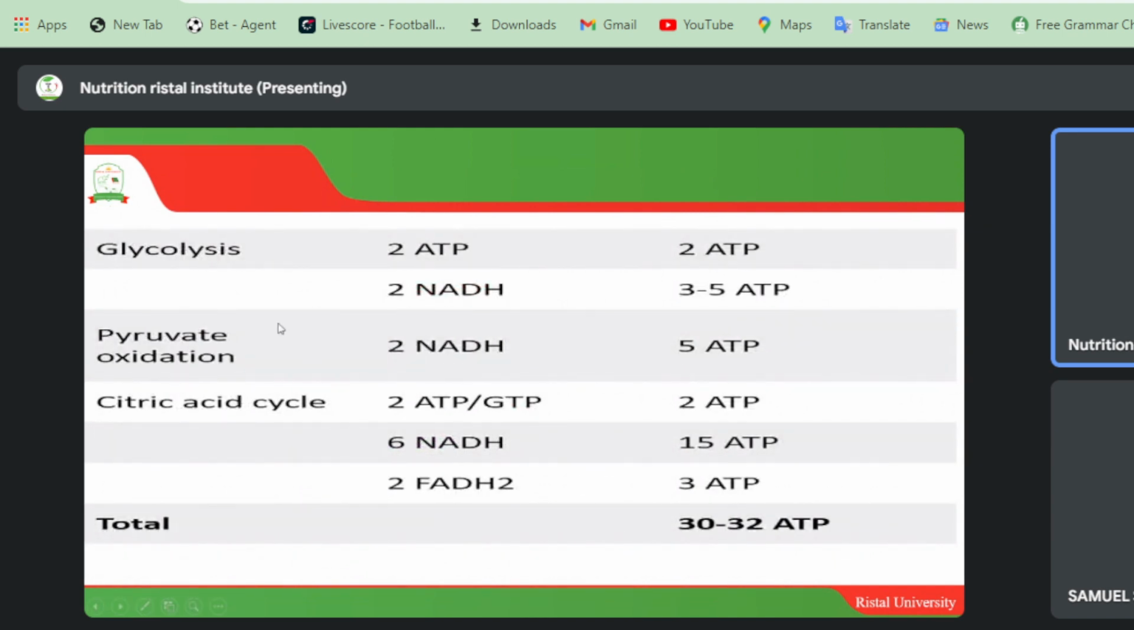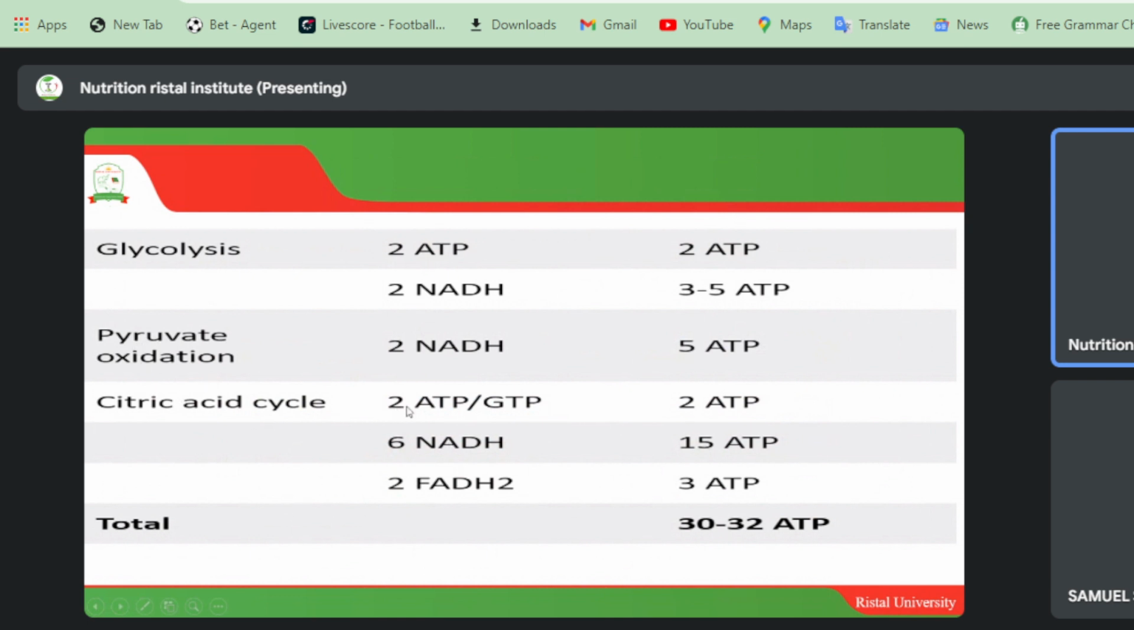In glycolysis we have 2 ATP molecules and 2 NADH molecules, which will give us 5 ATP molecules. Then in pyruvate oxidation we have 2 NADH and 5 ATP, because 2 NADH will produce 5 ATP. That is 2 times 2.5. If 1 NADH molecule produces 2.5, then 2.5 times 2 gives us that. These are 2 ATP molecules, plus the 2 ATP molecules that were readily produced during glycolysis.